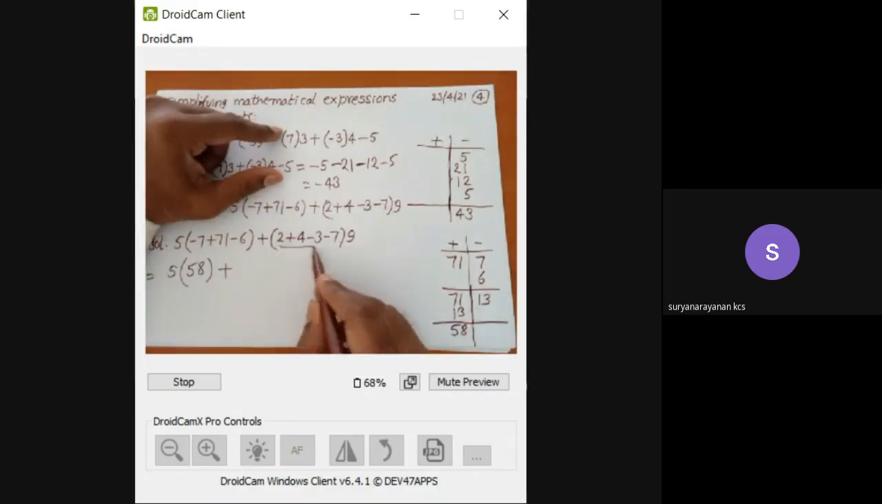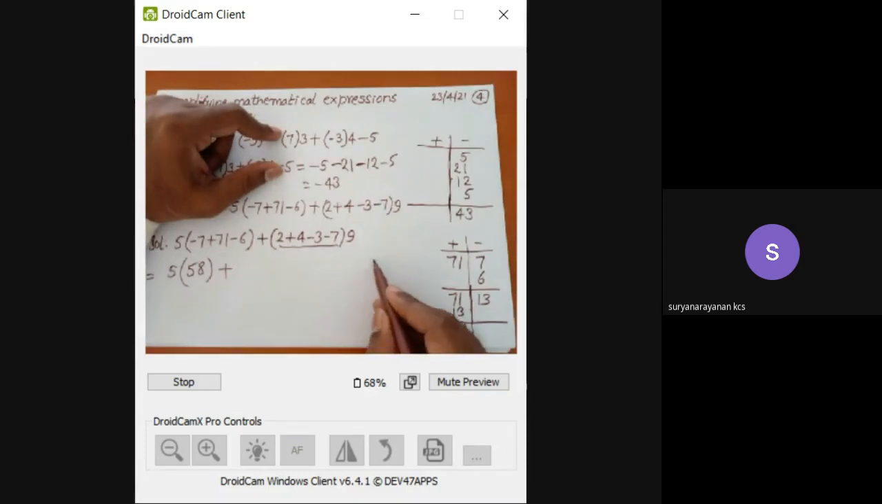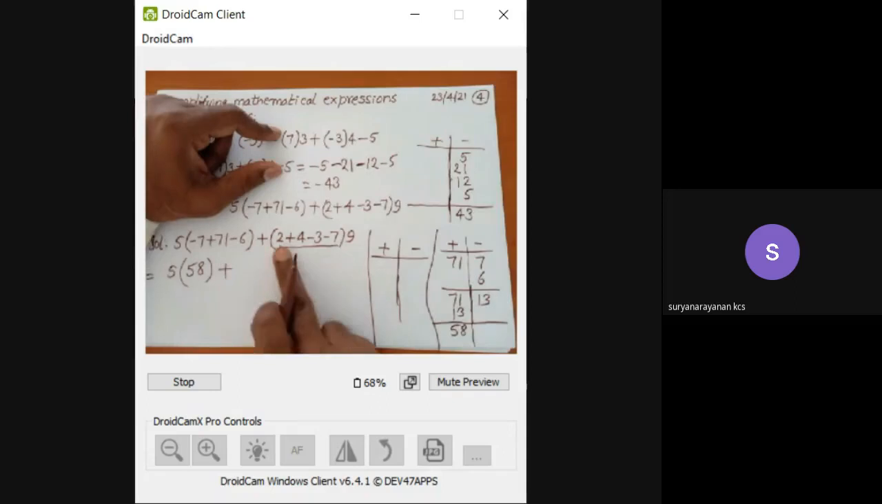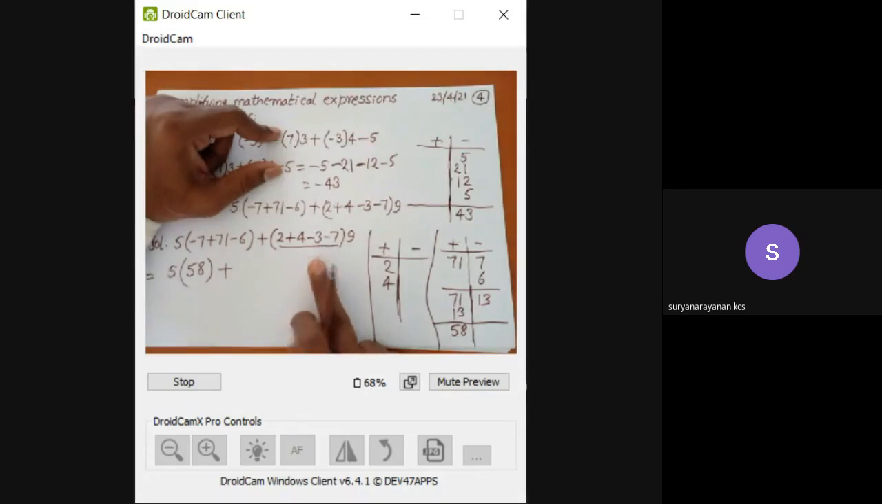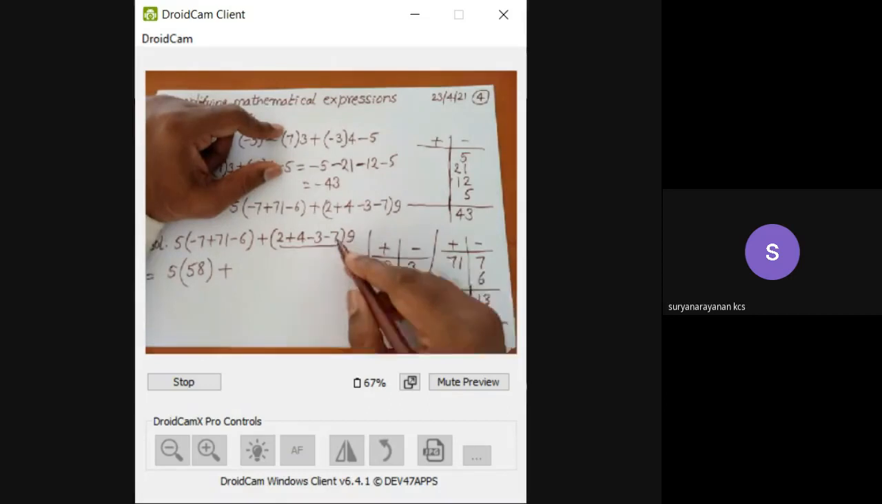Now come to these brackets. In these brackets, there are 4 numbers. Here also we follow the same. The first number is 2, so we write it under this positive sign. Here the second number is 4, this is also plus positive sign. Here minus 3, we write it under this minus. Minus 7, we write under this minus.